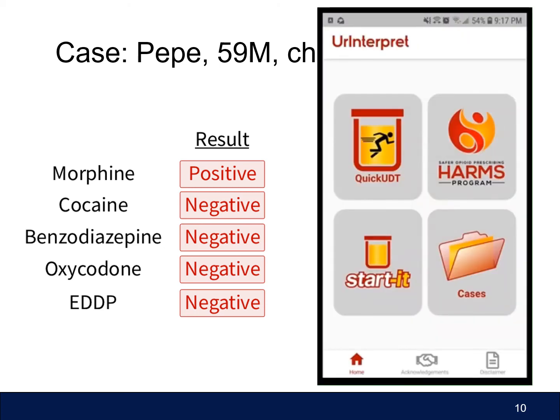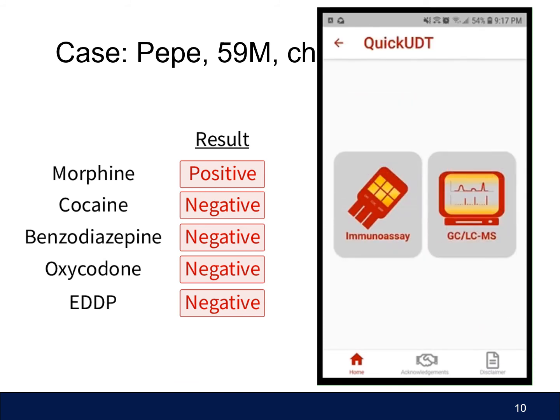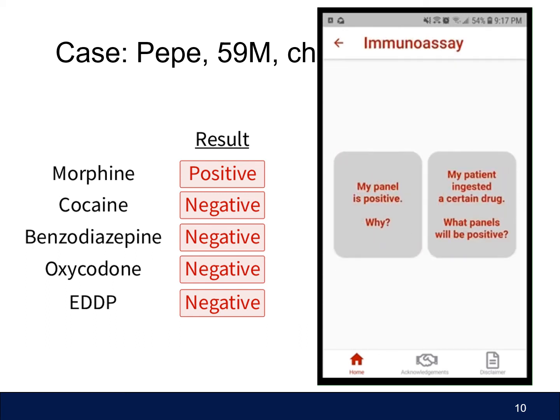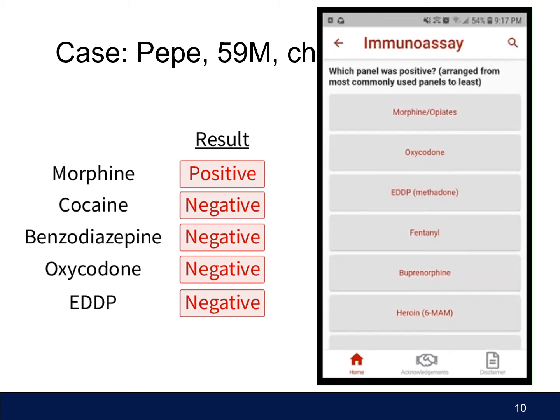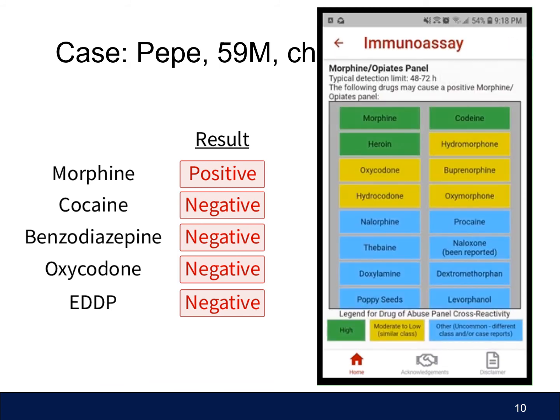I've opened my phone and selected the UrinTerpret app from this screen. First, we select the quick UDT icon from the home screen. Then we choose immunoassay as our testing method. Then we select my panel is positive. Why? Then we choose the panel which was positive, which in our case is the morphine panel.